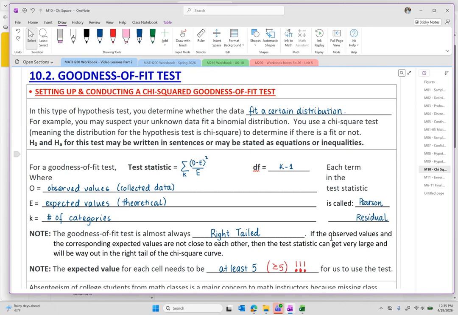Usually, your data are categorical data in more than two categories, and you are trying to see if it fits a certain distribution. It could be a binomial distribution, it could be a uniform distribution, and we will use a chi-square test, meaning the distribution for the hypothesis test will be chi-squared to determine if there is a fit or not. Your null and alternative hypothesis for this test may be written in sentences or may be stated as equations or inequalities. And I will demonstrate in one of the examples.